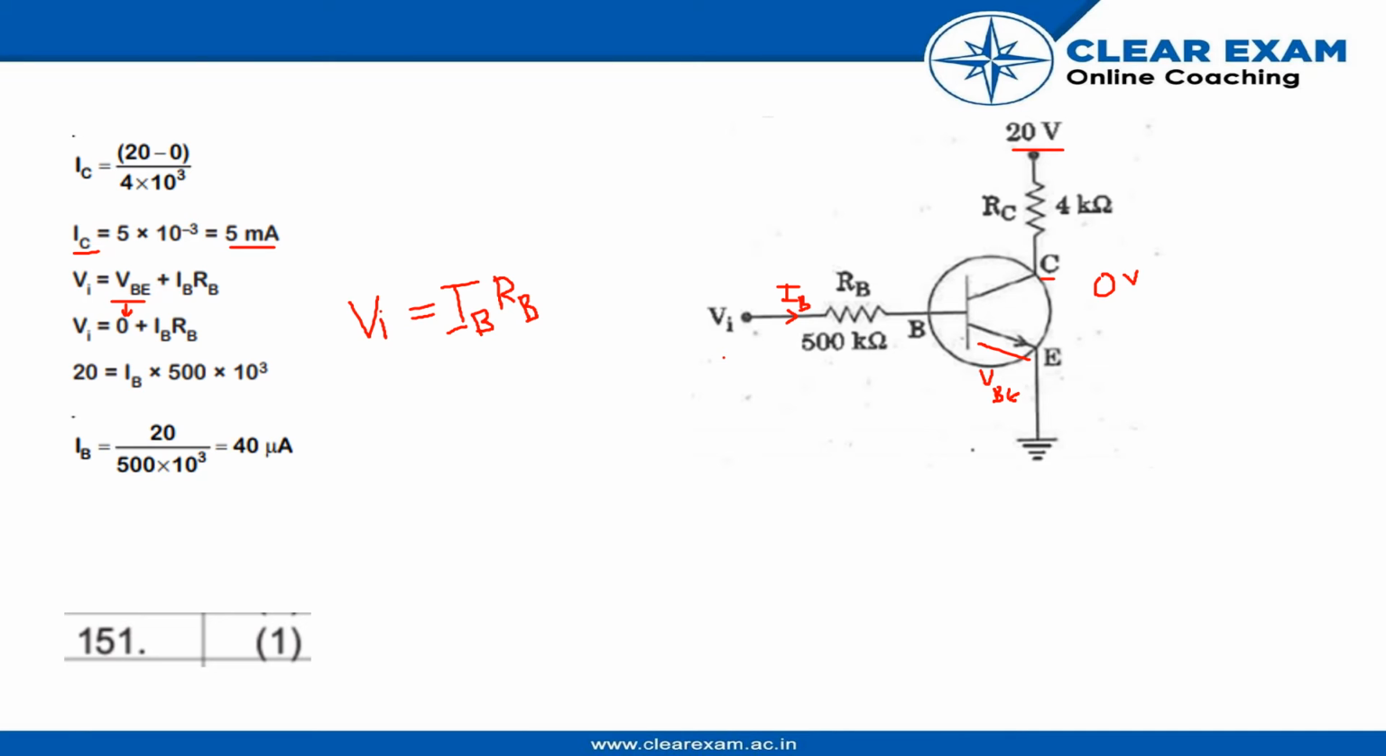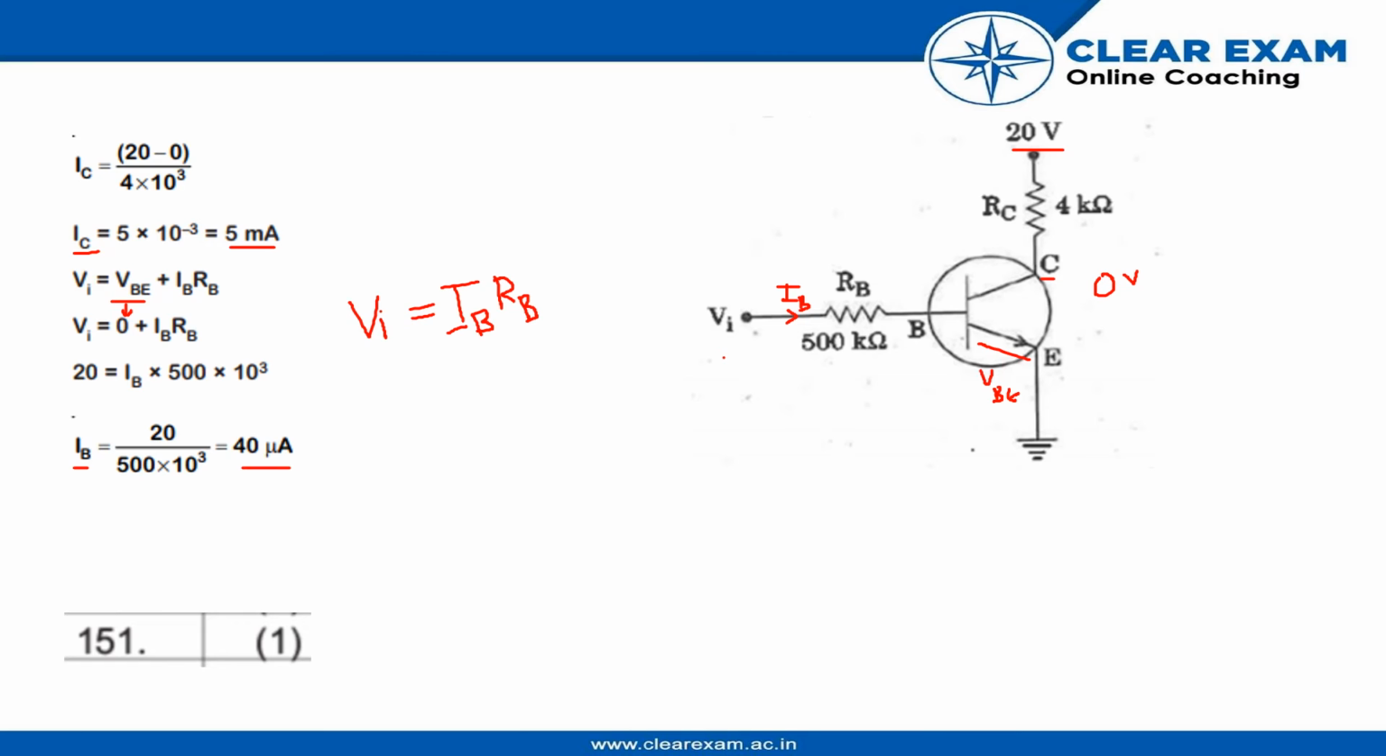20, that is Vi. It is also given in the question. 20 divided by 500 into 10 raised to power 3. So IB would come out as 40 microampere.